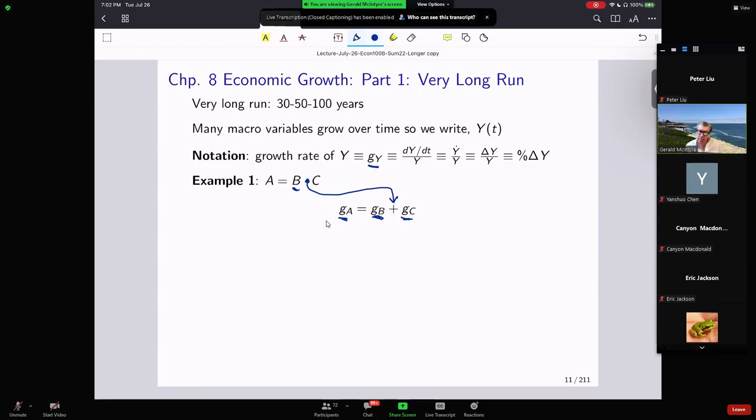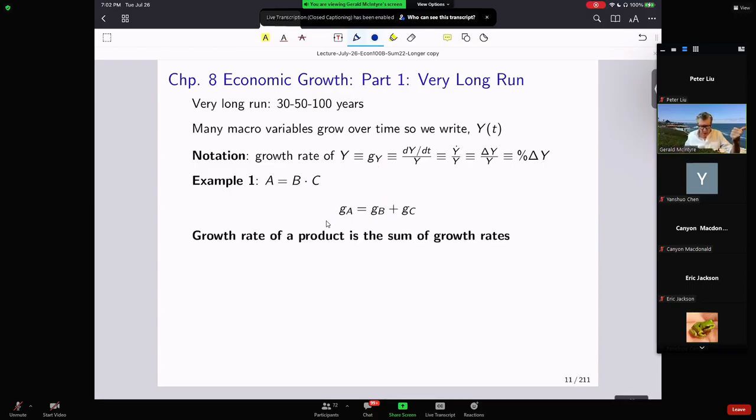You see the little trick here? This is a very useful tool. If you have a variable that's created by a product, that variable will grow by the sum of the growth rates. The way we can say that is the growth rate of the product is the sum of the growth rates. You add the growth rate of B to the growth rate of C, and you'll get the growth rate of A.